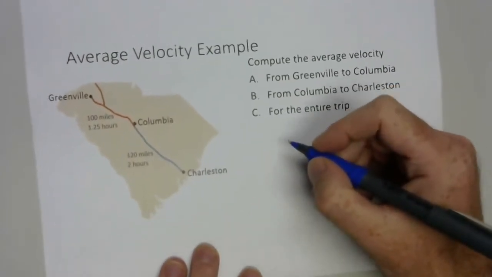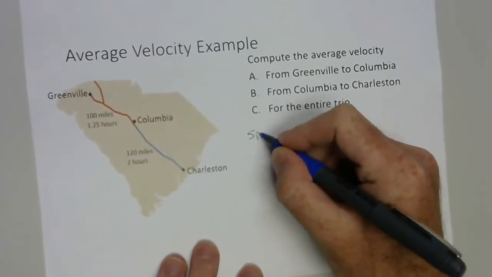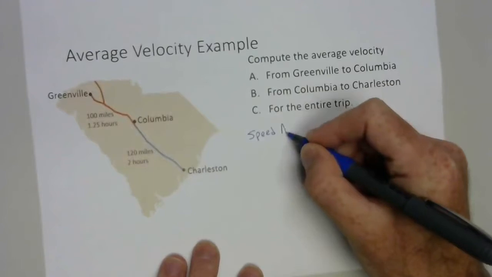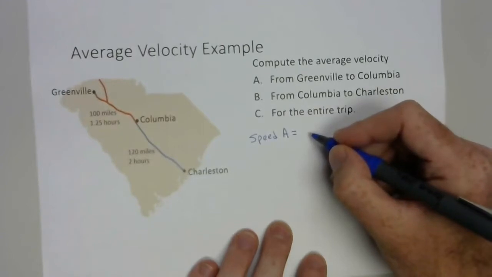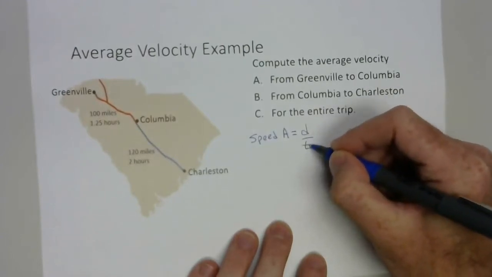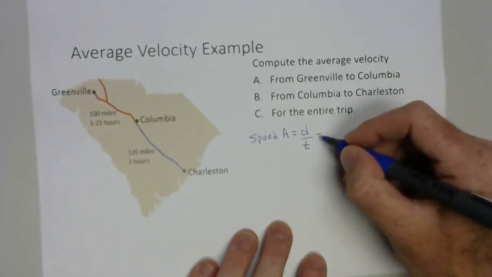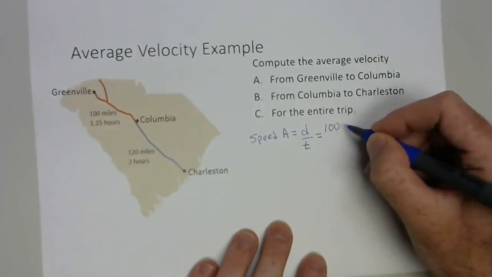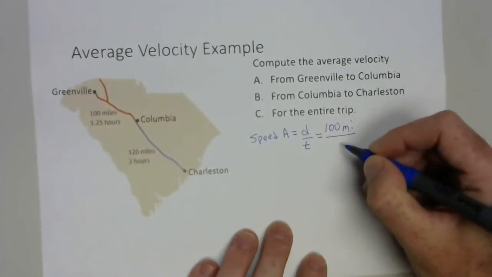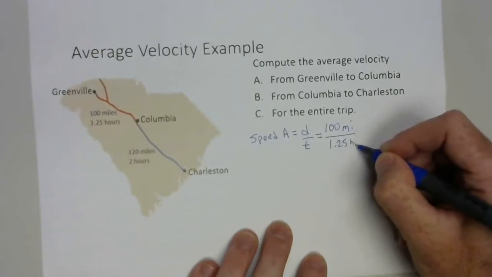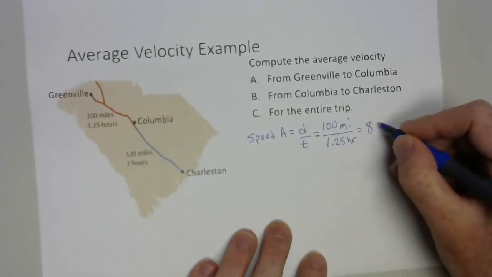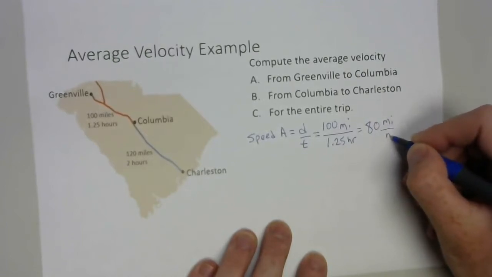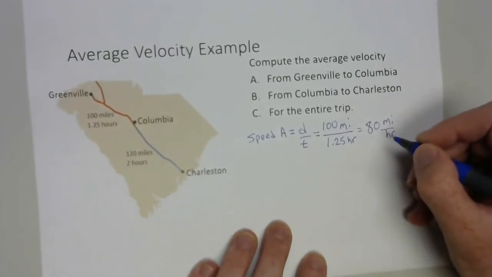So if we look for speed, so we'll call that speed for segment A, Greenville to Columbia. What do we do? It's the distance divided by the time it takes. That's the speed. So you're traveling 100 miles in 1.25 hours. So we just take 100 divided by 1.25. You're traveling about 80 miles per hour. So you're being a little speedy.